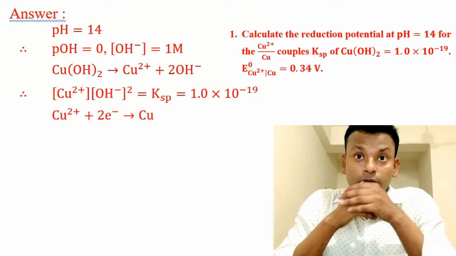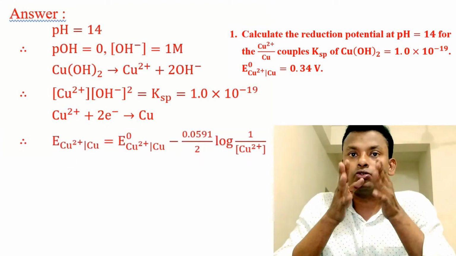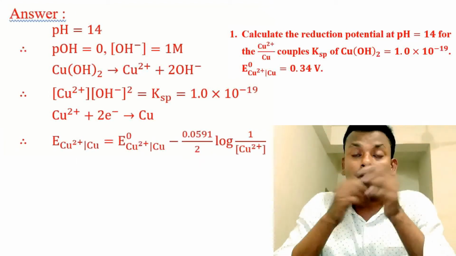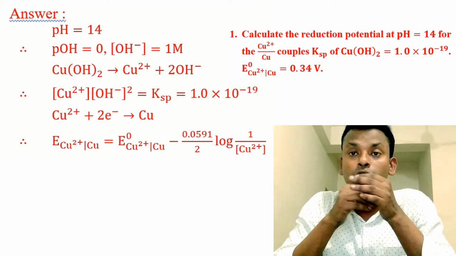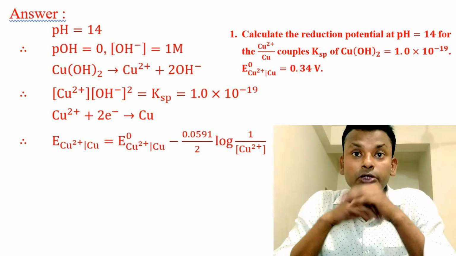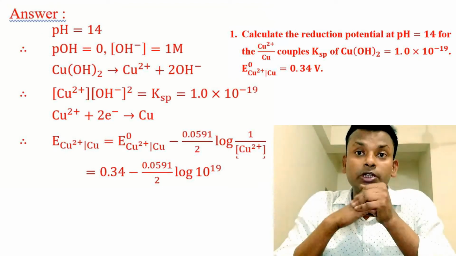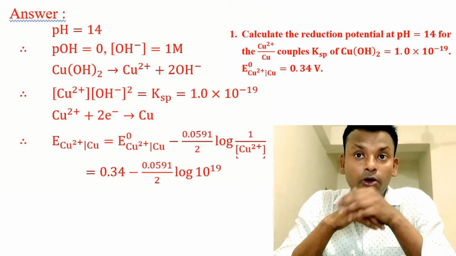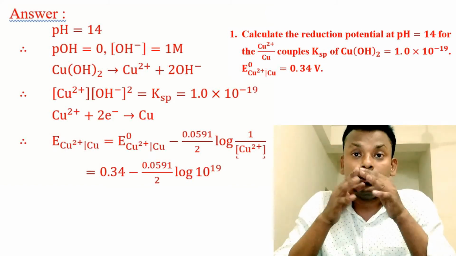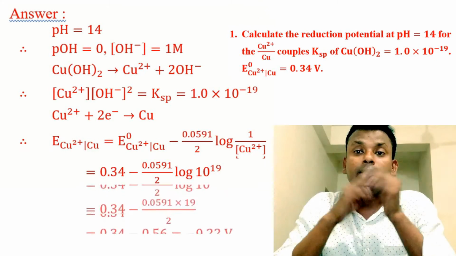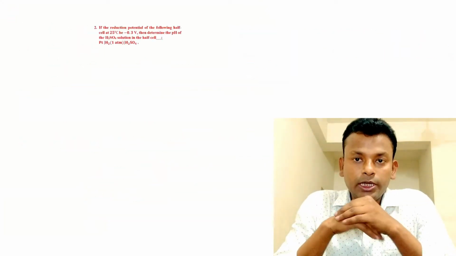And this equation, Cu2 positive plus 2 electron gives Cu. Here Nernst equation: E Cu2 positive equals E0 Cu2 positive Cu minus 0.0591 by 2 log 1 by concentration of Cu2 positive. Putting the value of all, E Cu2 positive Cu equals 0.34 minus 0.059 by 2 log 10 to the power 19, and all value calculated, it gives 0.22 volt.